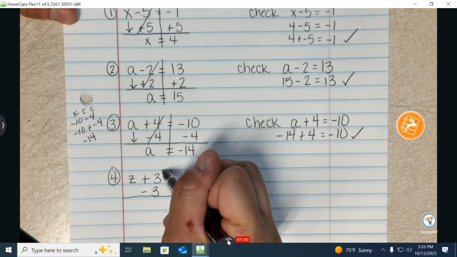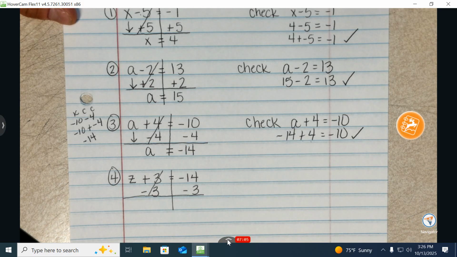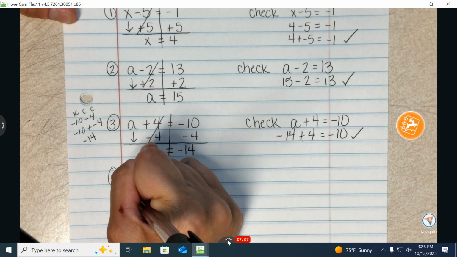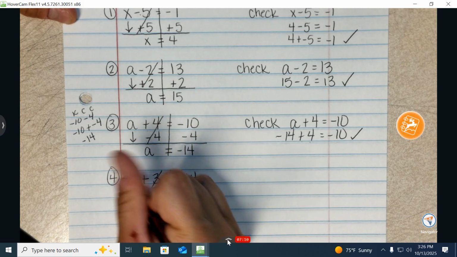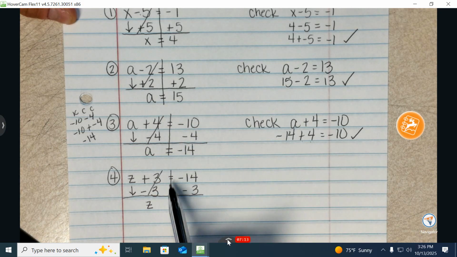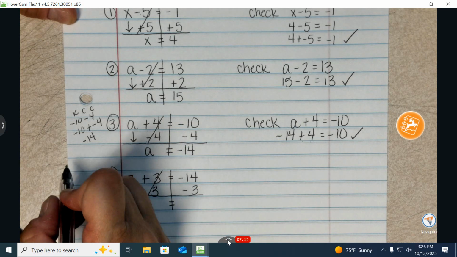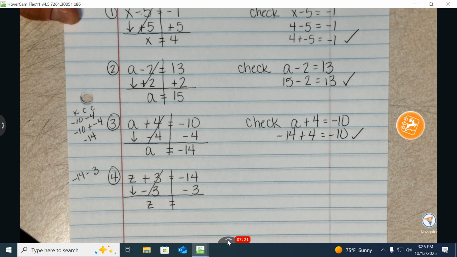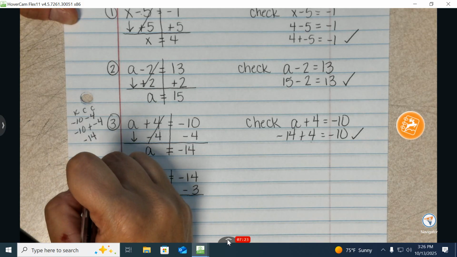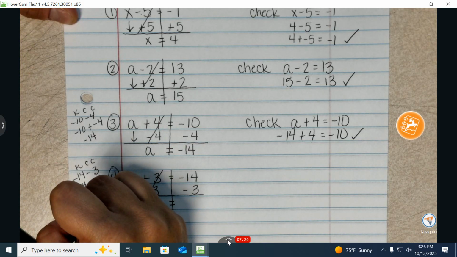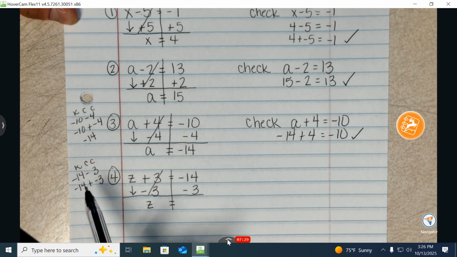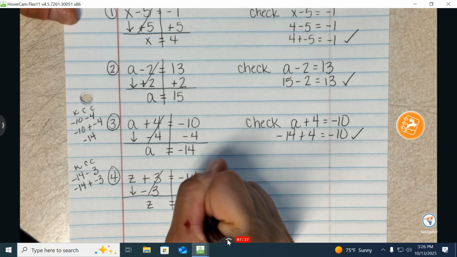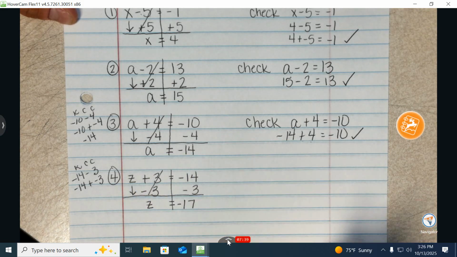3 minus 3 is 0, so we show that it canceled out. Drop down your Z, your variable, equals, keep it in line, negative 14 minus 3. I'm going to come over here and show that. Negative 14 minus 3. Know when you're subtracting that you have to do keep, change. So it's negative 14 plus negative 3. Adding with the same sign, so you add and keep the sign. So 14 plus 3 is 17, and you keep the sign negative.